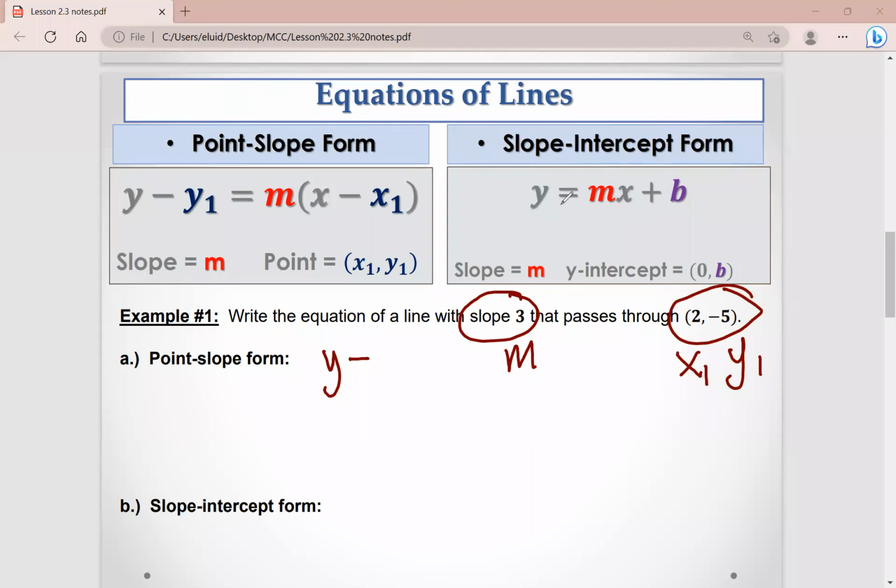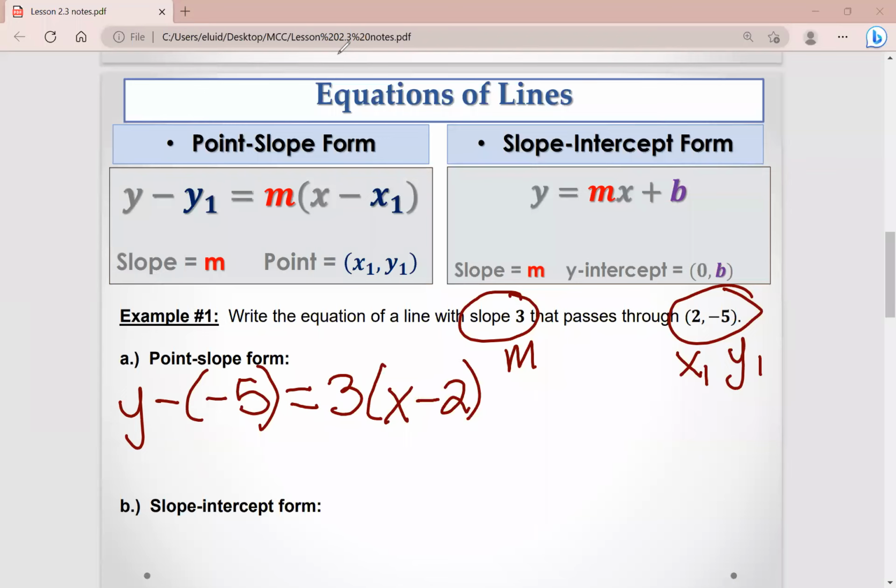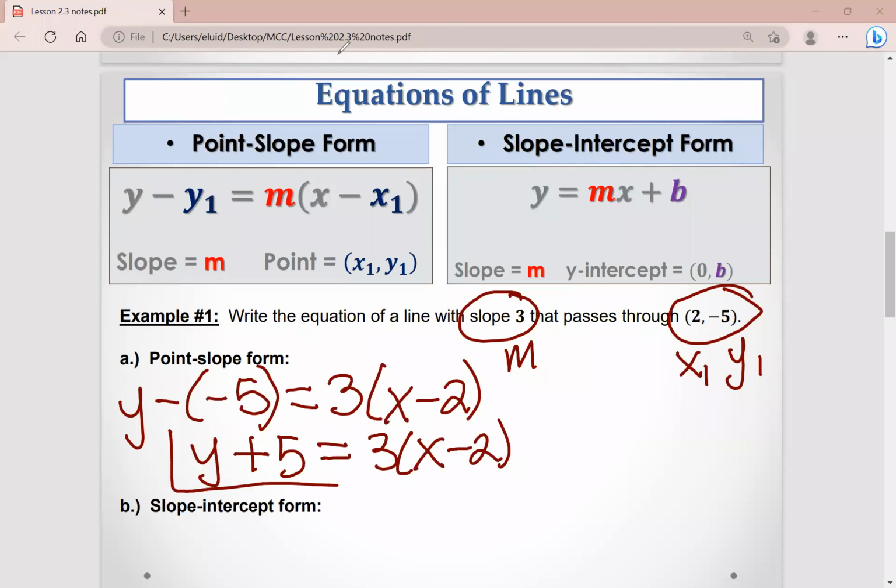So when I start plugging into my equation here, y minus y1 will be y minus -5 equals, and then m we know is 3, parentheses, x minus x1 is now x minus 2. This is point-slope form. Really, the only simplifying I'll do is changing the y minus -5 into y plus 5. And that's as far as we're going to go for that first part.